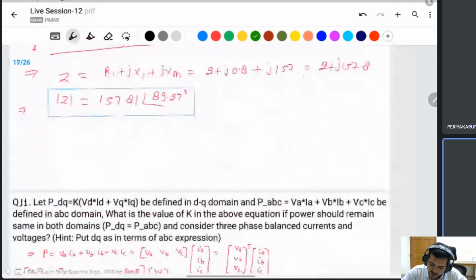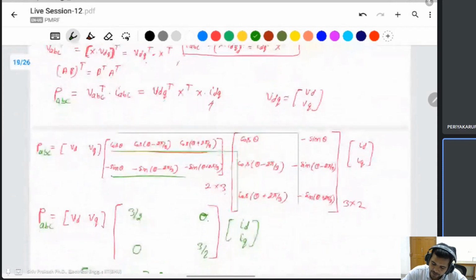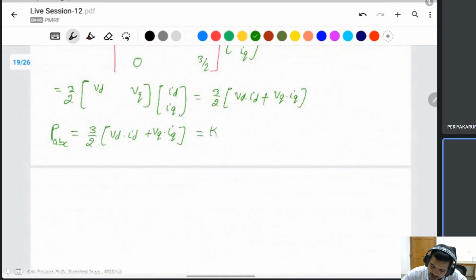This is given in the question. Same thing: PABC is equal to PDQ, PDQ is K into VD ID plus VQ IQ. What is the value of K? The value of K is 3 by 2.